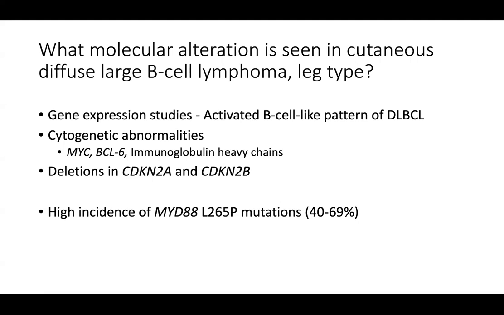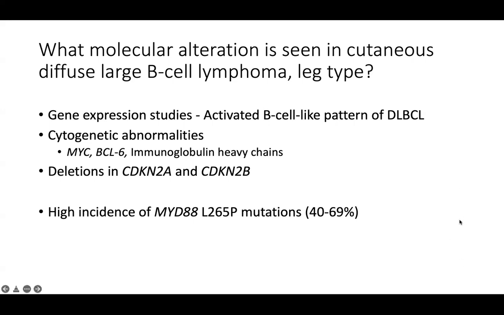However, it was MYD88 L265P mutation positive, and it was MUM1 negative. So they agreed that this was most likely a diffuse large B-cell lymphoma, leg type in this patient because of the MYD88 L265P mutation, despite its MUM1 negativity. However, these cases can be pretty tricky.